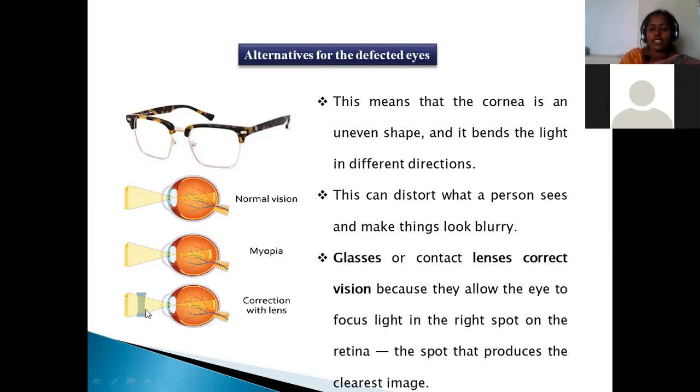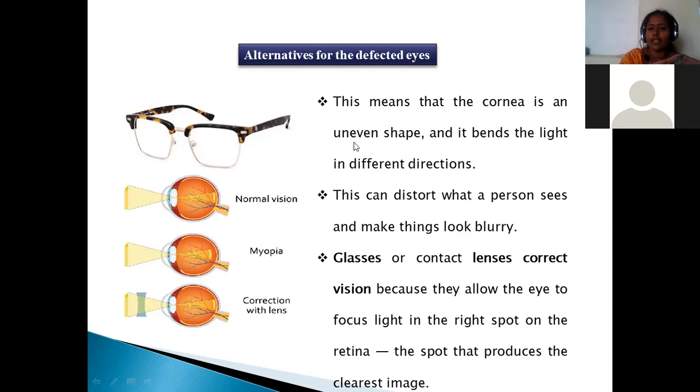So by fixing a lens in between, what happens? We can adjust that picture so that it directly falls on the retina. It is the artificial aid which gives external support in order to form the picture and to visualize things. In this way, alternatives are also there in order to correct our visionary defects.